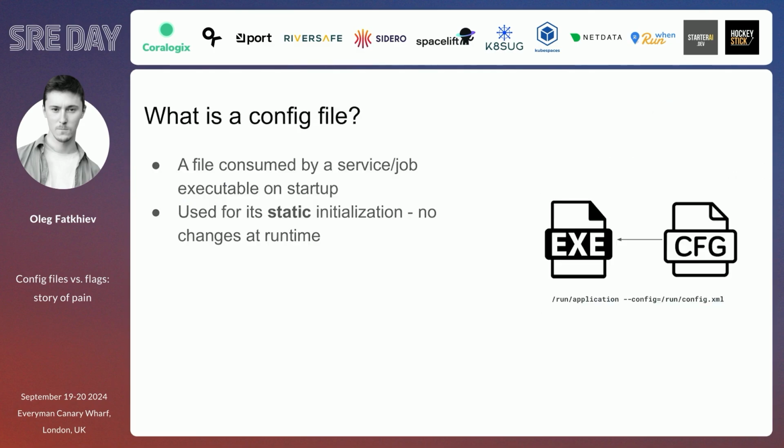So what is a config file? What are we going to talk about in general in this talk? The config file I'm going to refer to is just this static part that is being consumed, being swallowed by your binary on the start of your service. Binary or any executable, really. So it's static and it doesn't change at runtime. The way to change your config is just to restart the application.